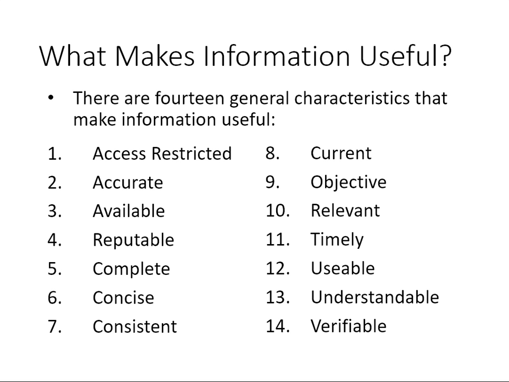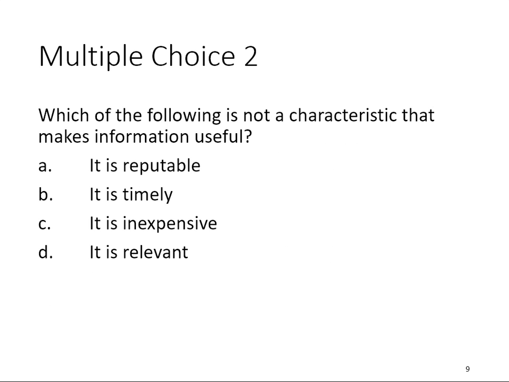What makes information useful? So we have a long list, which is 14 general characteristics that makes information useful. If you read a textbook, you're going to go through all the details. But just by looking at these terms, I think you should understand what they're saying. For example, information will be timely, right? Information will be relevant, current, objective, verifiable. Again, try this multiple choice.